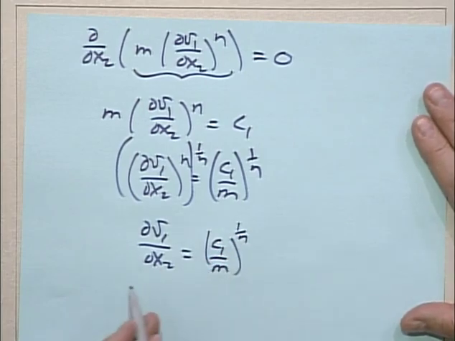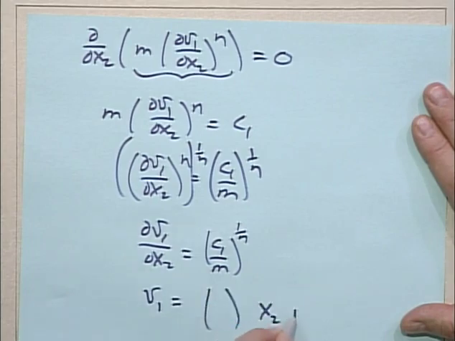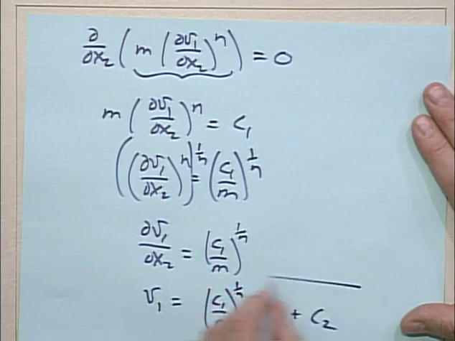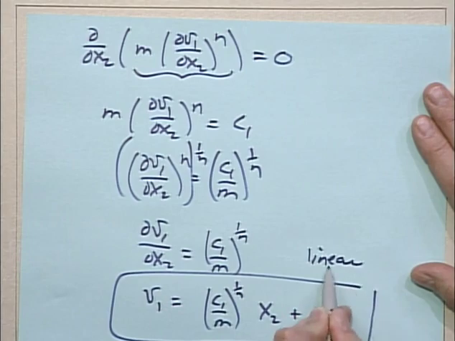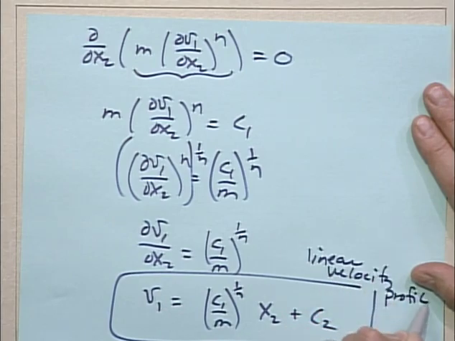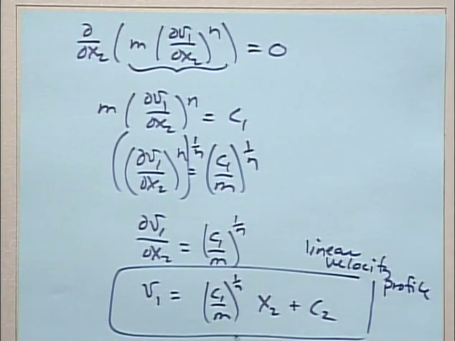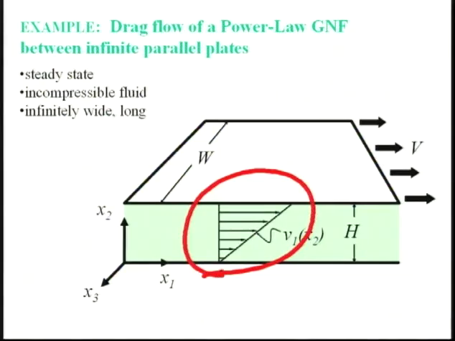Derivative equals a constant is a simple integral. v1 is equal to that constant times the variable plus another constant. So we get a linear velocity profile. Don't be fooled by this power or anything. This is all just a constant times the 1 variable there. And that's what we showed here all along as the answer, that the velocity profile was linear.